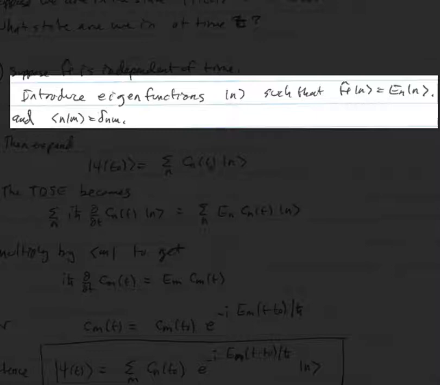The En are the energy eigenvalues, and we know from fundamental theorems of quantum mechanics that the eigenfunctions of the Hamiltonian form a complete orthonormal set. In particular, they satisfy orthonormality, which means that the overlap of the state n with the state m is given by the Kronecker delta nm.